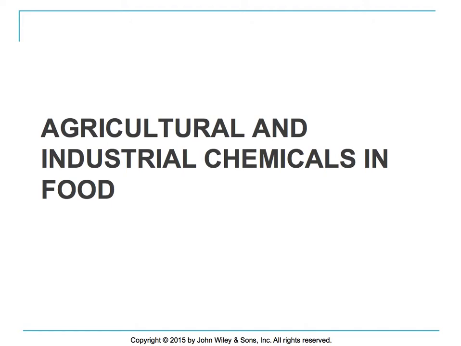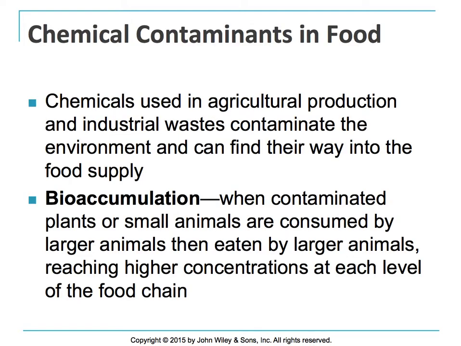Agricultural and industrial chemicals in food. Chemical contaminants in food. Chemicals used in agricultural production and industrial waste contaminate the environment and can find their way into the food supply. Quick definition here, we have bioaccumulation, which is when contaminated plants or small animals are consumed by larger animals, then eaten by even larger animals, reaching higher concentrations at each level of the food chain.